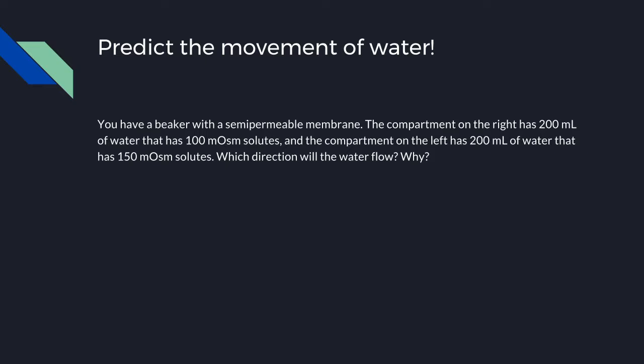So you have a beaker with a semi-permeable membrane. So we have that thing that will only let water move and nothing else will move. On the right side, there's 200 milliliters of water that has 100 milliosmoles of solutes. Whatever milliosmoles means, for the sake of saying it, you don't need to know what that means to answer the question. The compartment on the left has 200 milliliters of water and has 150 milliosmoles of solutes. Where will the water flow and why? If you draw a picture and you put some labels and you paid attention to the pictures in the past, you can figure it out.